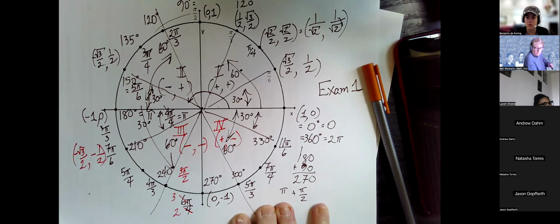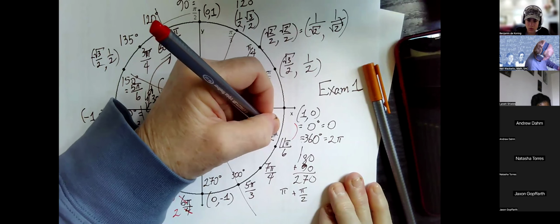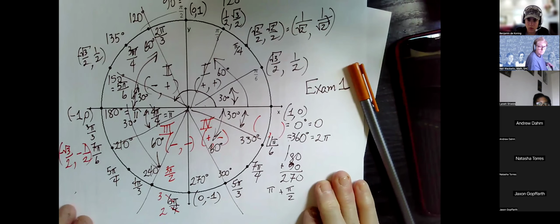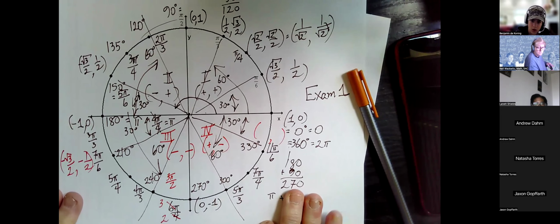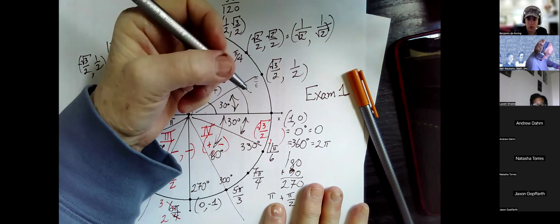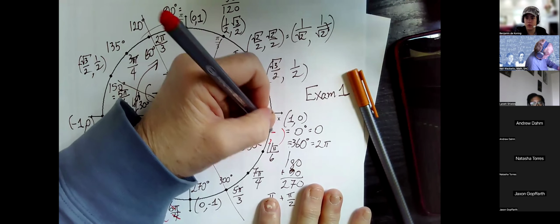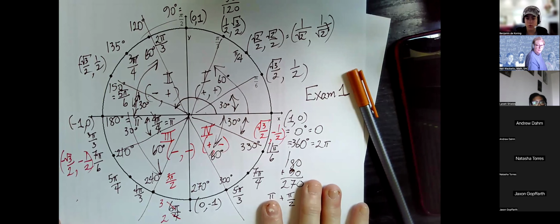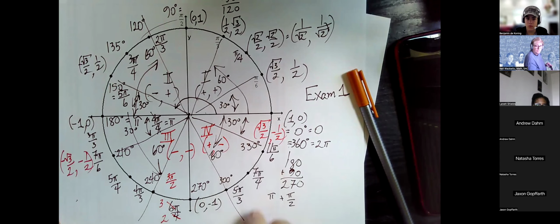And what about 11 pi over 6? What are its coordinates? Positive square root of 3 over 2, and negative 1 over 2. Good. And that's because quadrant 4 is positive, negative.